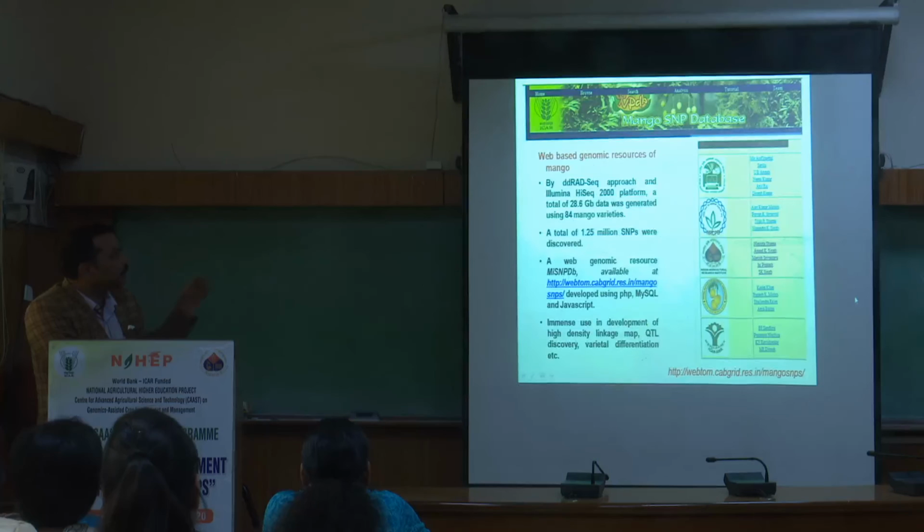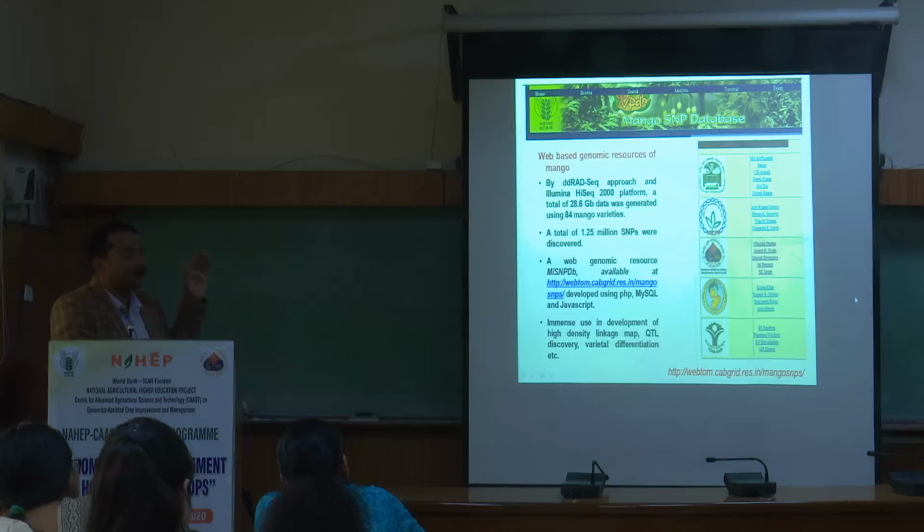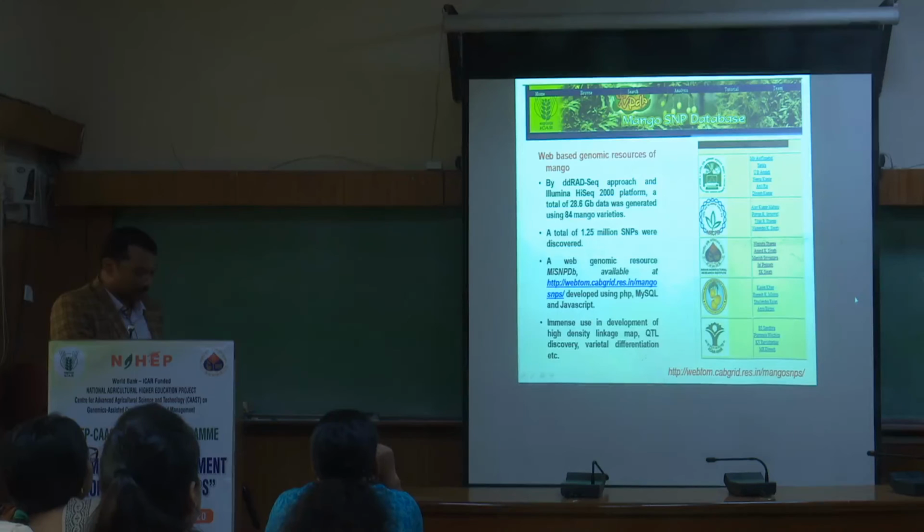You visit this site, and this is based on the ddRAD sequencing of 91 mango genotypes and around 1.67 million SNPs. So, and this is free for everyone.